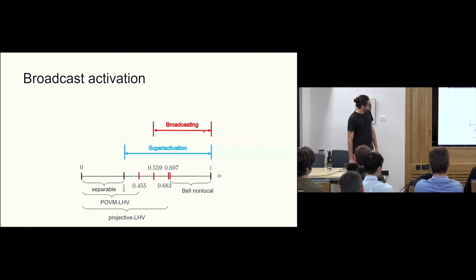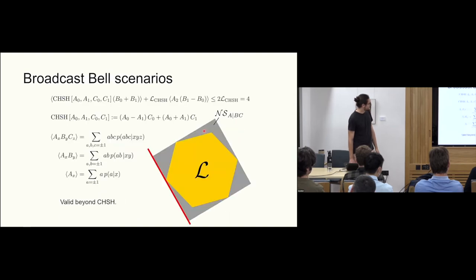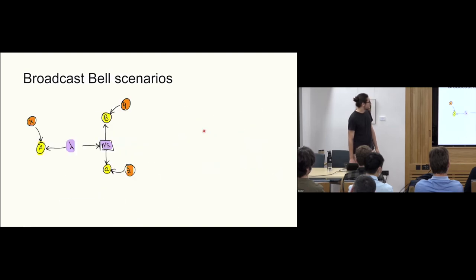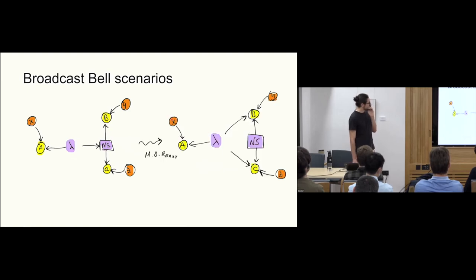So now I just also wanted to write this in the language of Bayesian directed acyclic graphs. So you can write this like this, and then you would write that you have a non-signaling resource between Bob and Charlie, but then you can also rewrite this like this. So if anyone wants to do this, it's here.